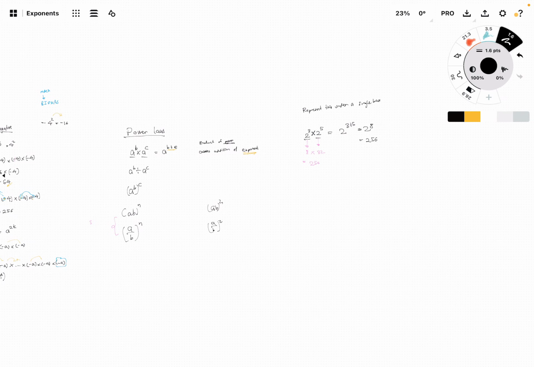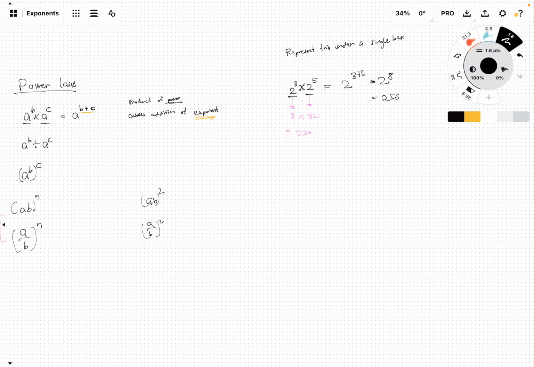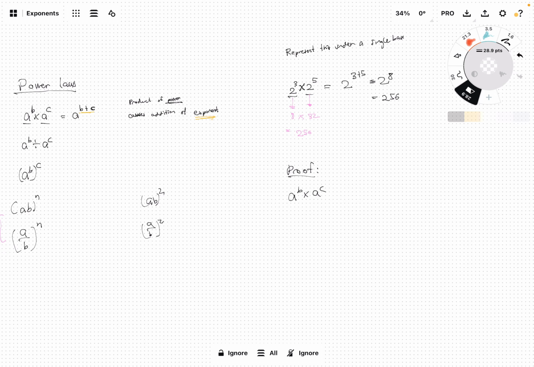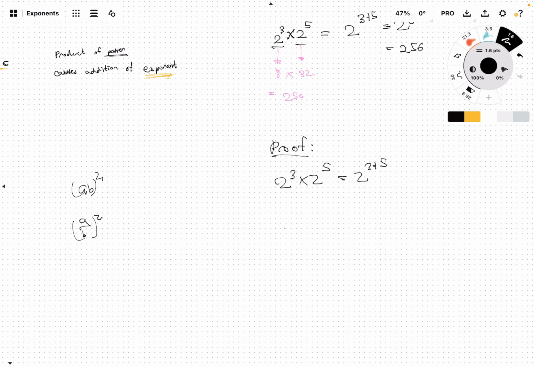Now, why is this true? The reason this is true is because of this. Let's actually prove this. Actually, I'm going to show you proof of just the 2 cubed times 2 to the 5 is 2 to the 8. Look at this. Let's focus on the left-hand side. 2 cubed times 2 to the 5.